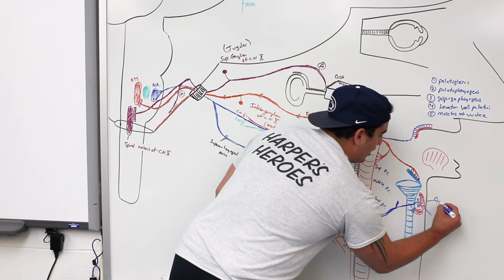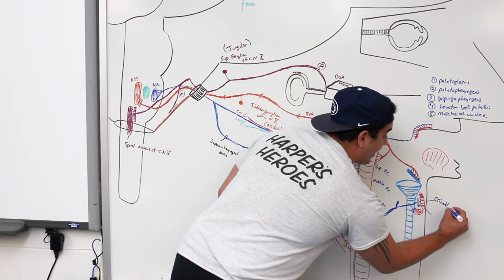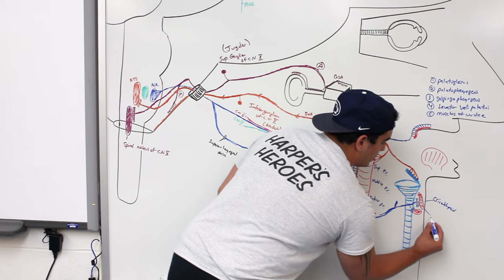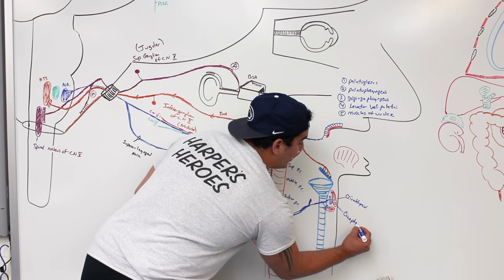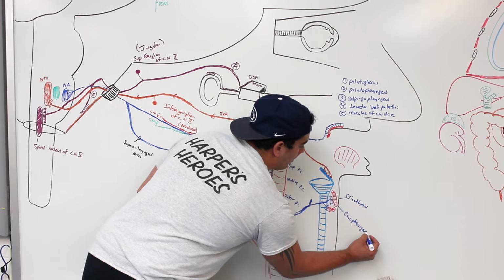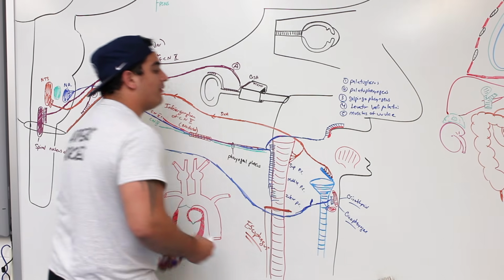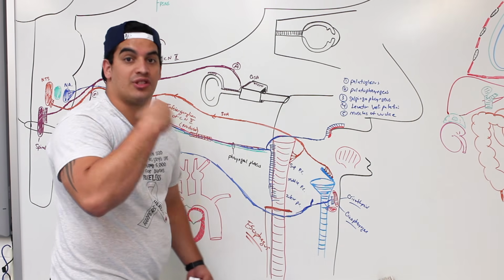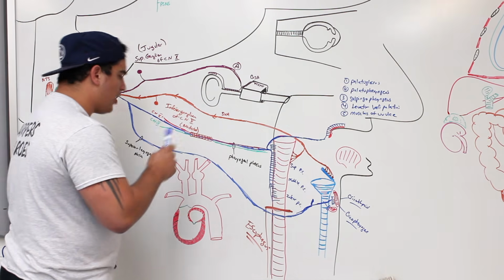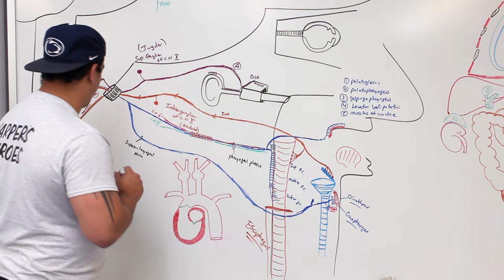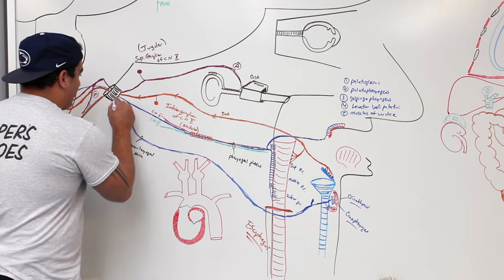One is going to be called the cricothyroid muscle, and the other one is called the cricopharyngeus. These muscles are involved within phonation or speech production. There's another thing that we have to talk about. There's another branch here. Other SVE fibers here.